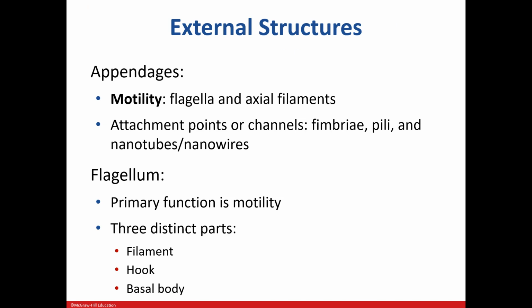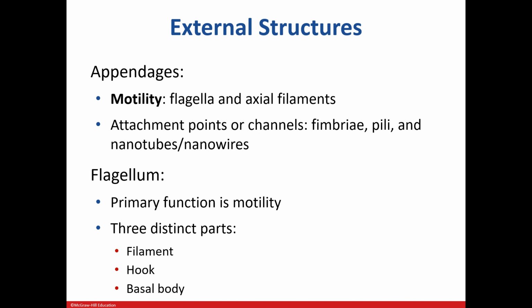Let's start discussing the various structures that we can see with bacterial cells. We will first start with the external ones. Some bacteria have the ability to move and do so using flagella. Some are also fortunate enough to utilize structures like fimbriae and pili to attach to surfaces, which helps them to cause disease. They may also have nanotubes and nanowires to communicate.